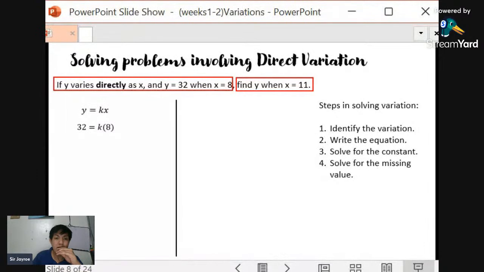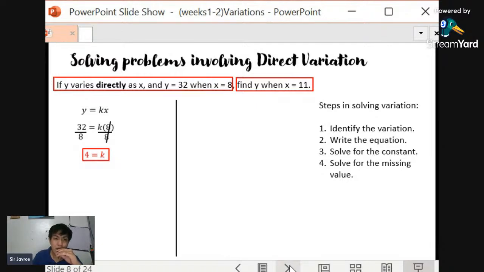So going back, the answer here is 4, di ba? You're just going to divide. 32 divided by 8 is 4. But of course, to have a proper solving, we're just going to divide both sides by 8. And then let's cancel 8. And then of course, divide 32 by 8. So the answer is 4. Okay? So we're not yet done.